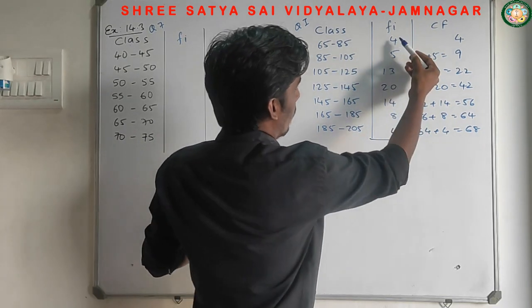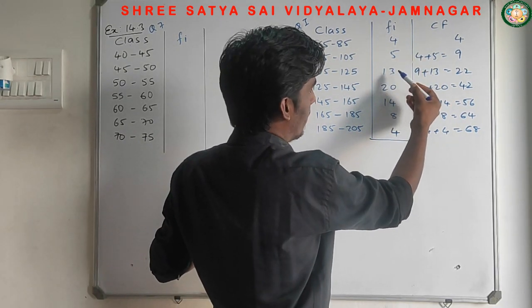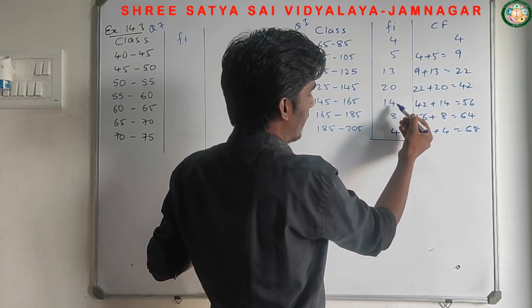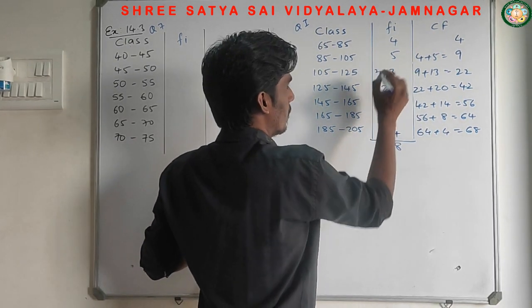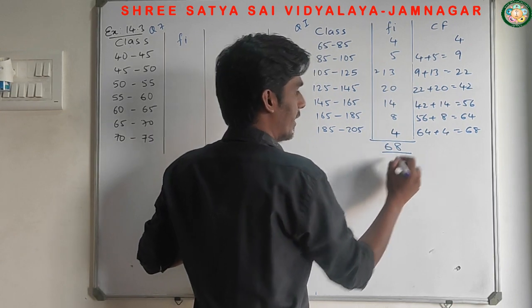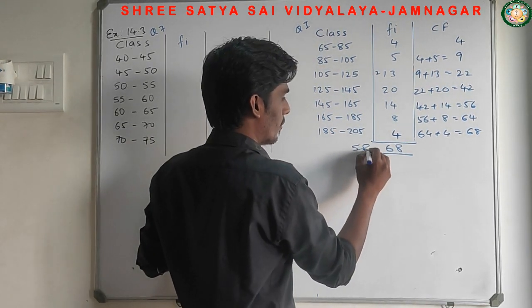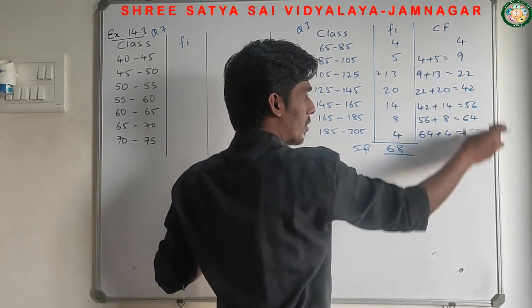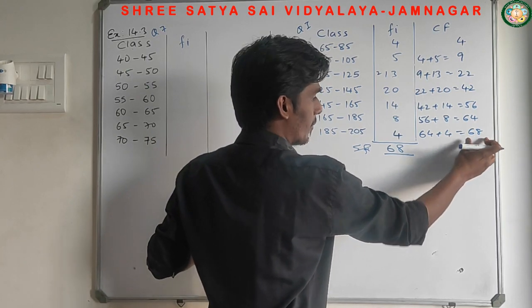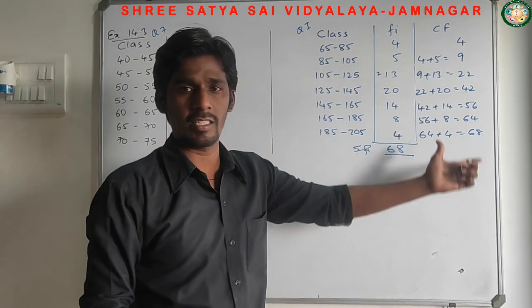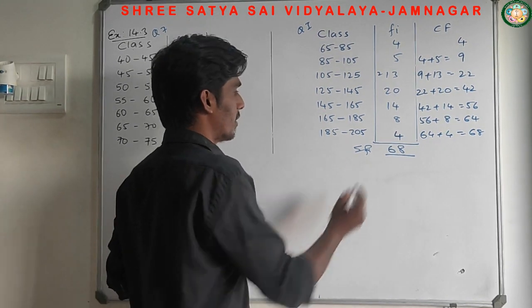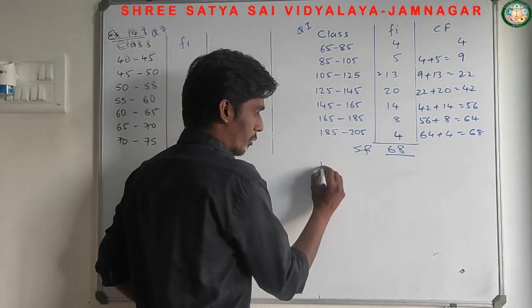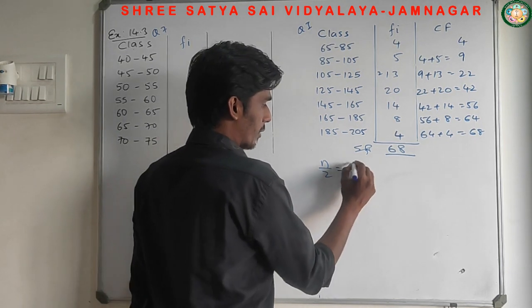Let's find it out. 4 plus 5, 9. 9 plus 3, 12. 12 plus 4, 16. 16 plus 8, 24. 24 plus 4, 28. So this is what? 68. So if the sum of frequency and the total of last CF, if both are same, then our calculation is correct. Now the important part of this, first of all, we have to find out what? N by 2, that is what?